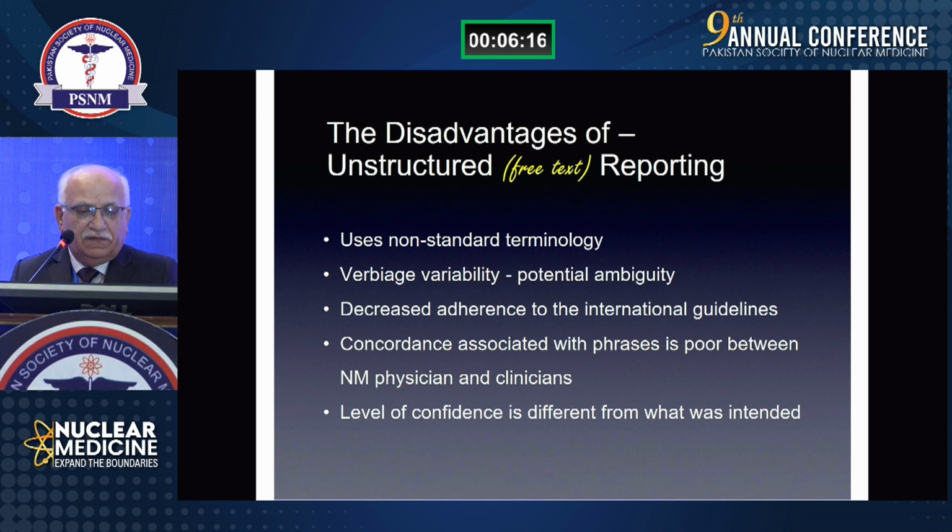There are some disadvantages and advantages of these types of reporting systems. For the unstructured or free text reporting, we usually use non-standard terminology. The verbiage is variable and there is potential ambiguity. Say, for example, if we say suggestive of, or we say conclusive, or some other phrase, that might mean something different for every person who is reading the report. And there is a low degree of adherence to international guidelines. Concordance associated with phrases is poor between the nuclear medicine physician and the clinician, and the level of confidence is different from what we intend.